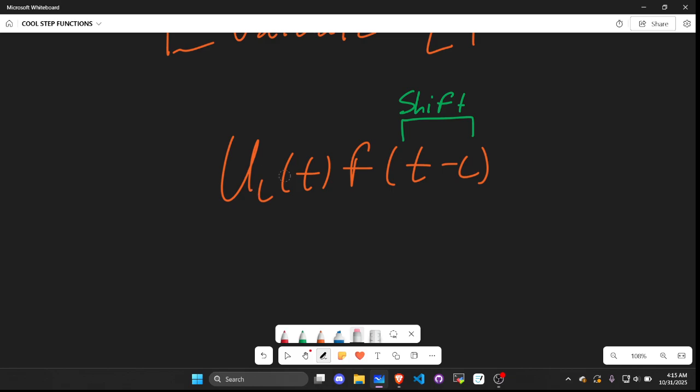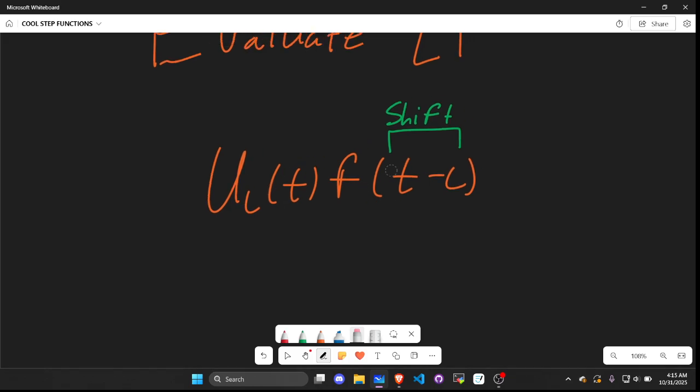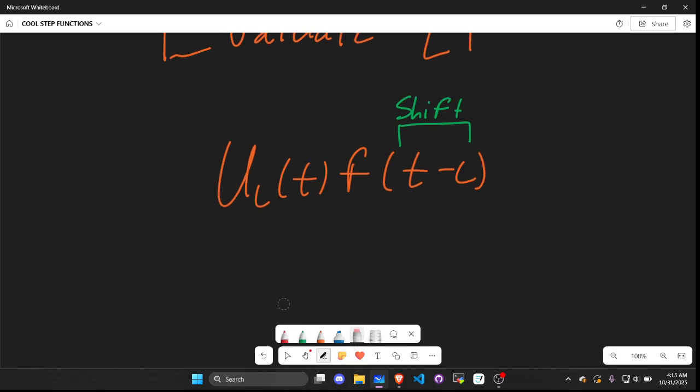And then the uc of t is basically our step function that turns this function on. So this is like the on switch. It turns it on at c. So yeah, we already established this, just recapping it. Last time I'll do that.